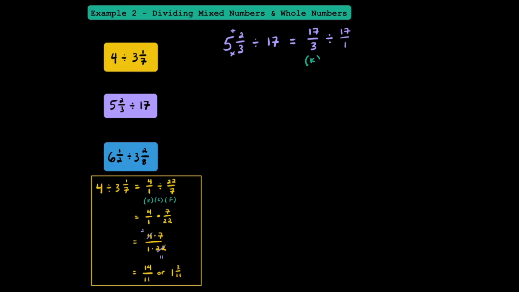Next, we'll remind ourselves that we need to keep, change, and flip. Here we're going to get 17/3 times 1 over 17. While you could rewrite this as one fraction, I'm just going to keep them separate. How convenient, the 17 and the 17 go into each other one time each, and they cross-cancel to make 1 and 1. Now that everything is relatively prime, we have 1 times 1 on top to get 1, and 3 times 1 on bottom to get 3. 1/3 is our quotient here.